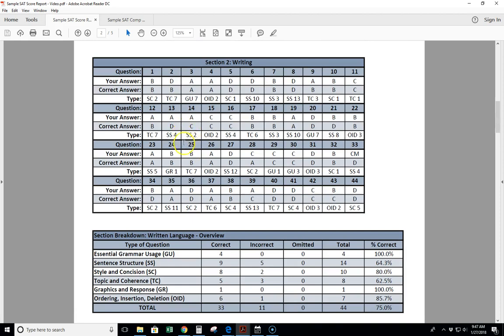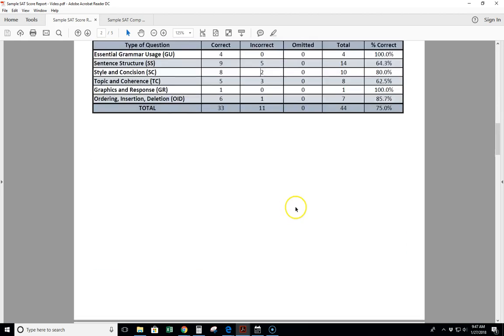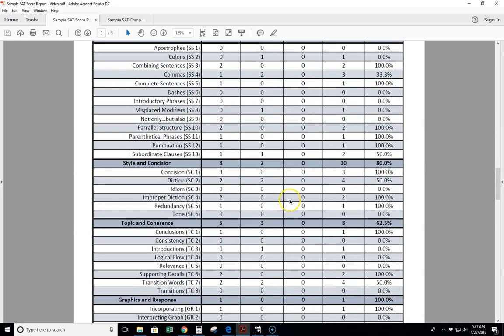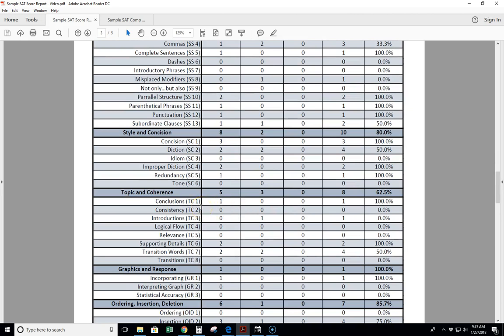And you can see, well, where's TC1? Then you can find TC1 and go back and look at that question and get a better, stronger understanding of what that was testing and what that type of question looked like here.